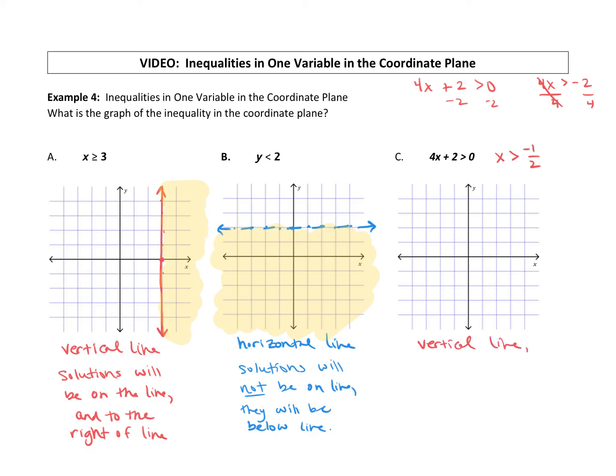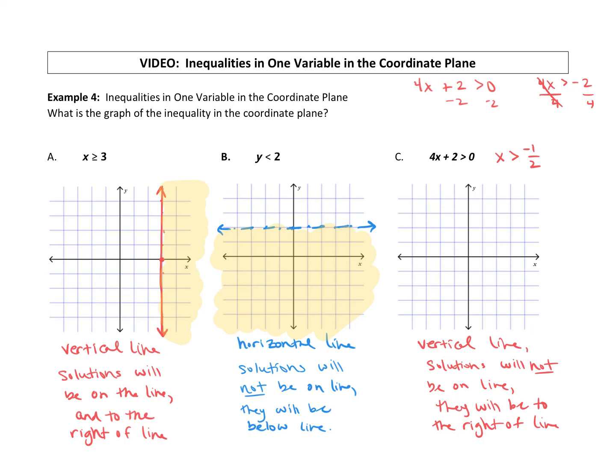It is a greater than but it doesn't have the or equal to, so solutions will not be on the line. And with vertical lines, you can't shade above and below. So because x is greater than negative 1/2, they will be to the right of the line. Maybe I should have had that be a less than just to show a different example, but what can you do? It is what it is.